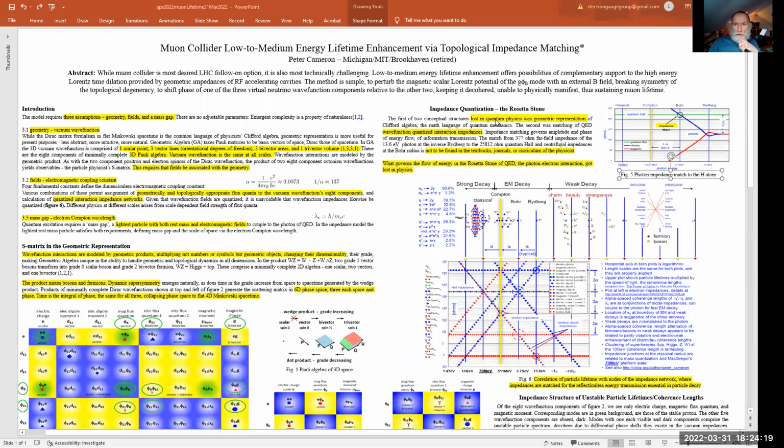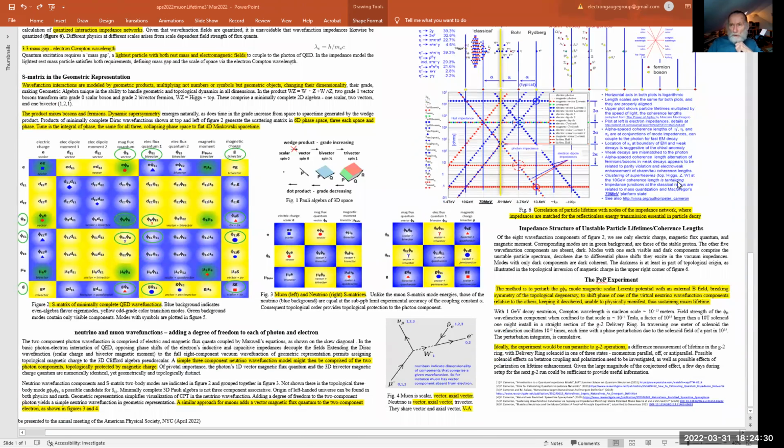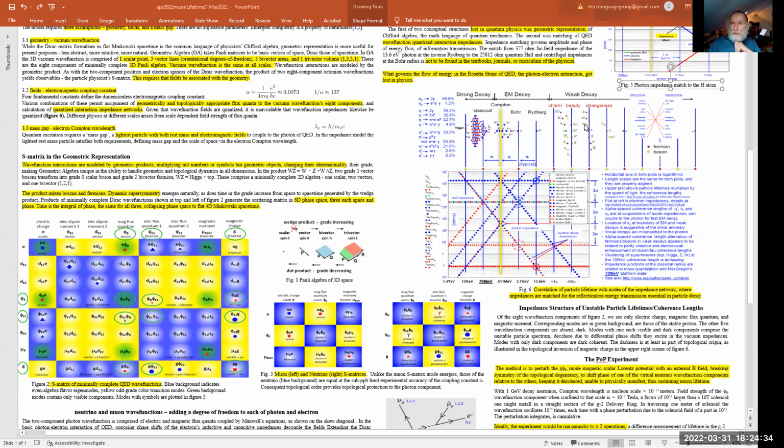In addition to having the geometric representation lost in physics, we also lost the concept of impedance matching. And so when we include this concept, then we can calculate these networks. And here you can see the correlation between the unstable particle lifetimes, or the coherence lengths, the causal boundary, and the nodes of the impedance network. The impedances have to be matched for the energy flow that happens in decoherence.